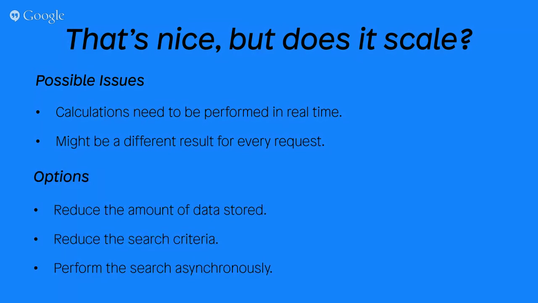But there are things that you can do. Again, as we talked about before, you can reduce the amount of data stored, reduce the search criteria, and then perhaps a third thing that's most useful in this case is because that might take a little bit longer, we can make that component on the page that does that calculation run asynchronously, so the rest of the page can load first, and then perhaps it can give you your recommendations afterwards.